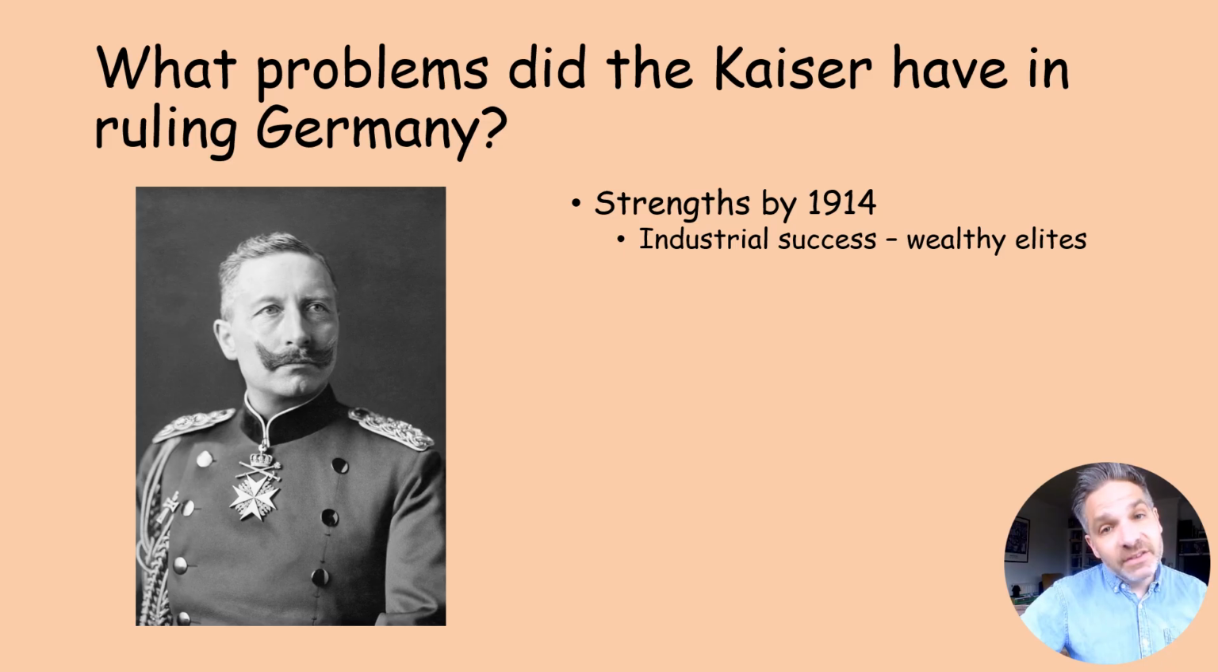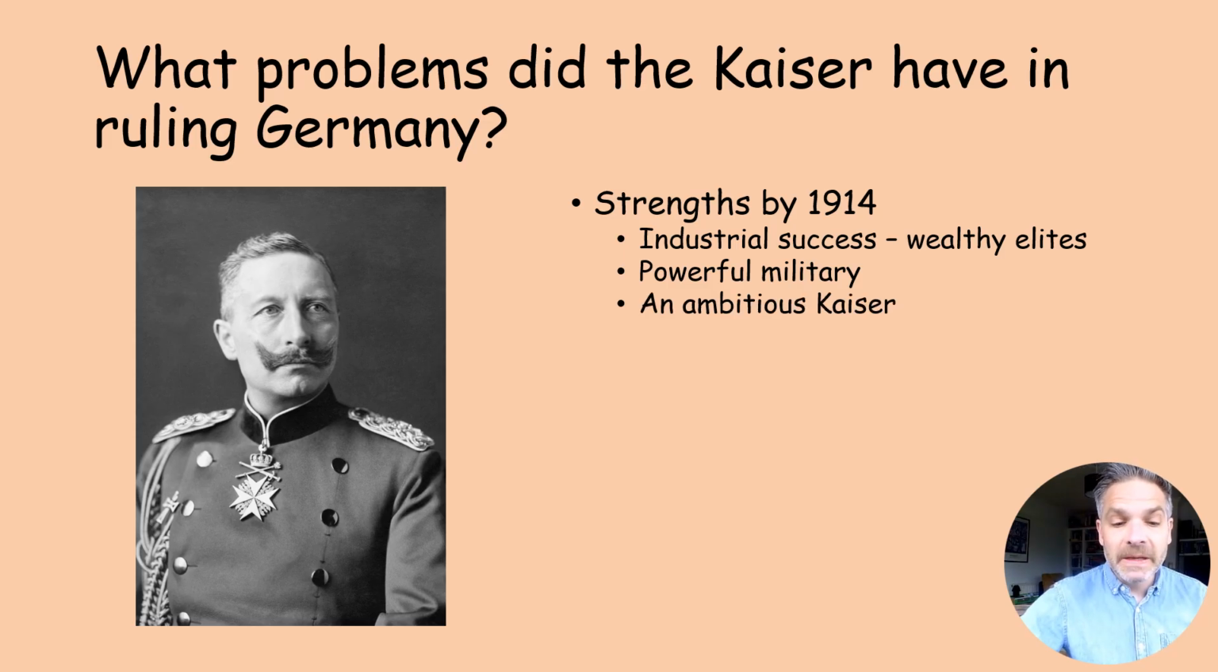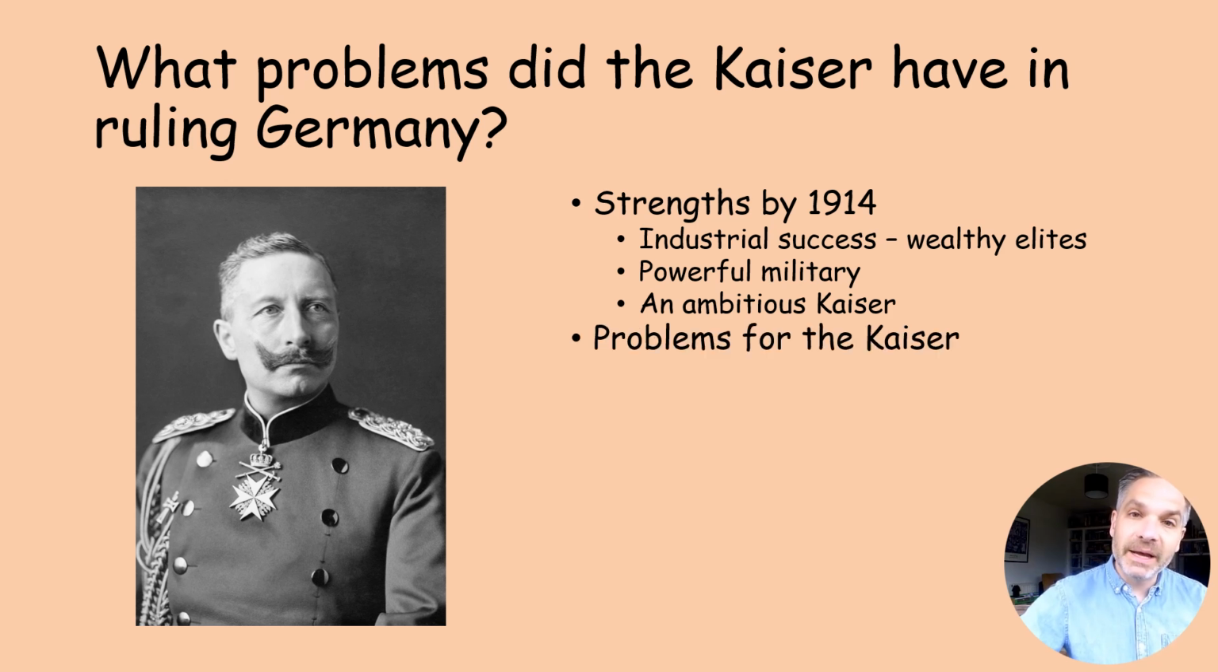It is a highly industrialised country, Germany, very wealthy. There are wealthy elites and industrialists, highly advanced in many ways. There's an extremely powerful military dominated by the Prussians, of which the Kaiser is one. And the Kaiser is ambitious. He wants Germany to be the preeminent country in Europe. It is already the wealthiest country in Europe, overtaking Britain by 1914 with the largest industrial base.